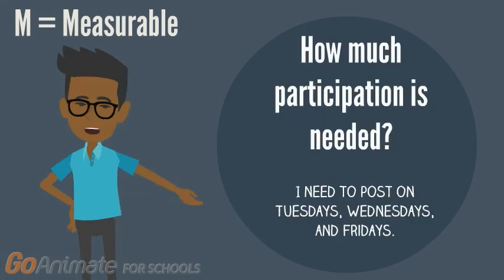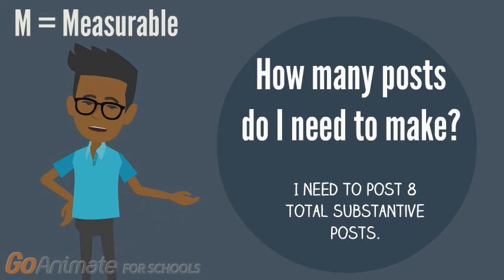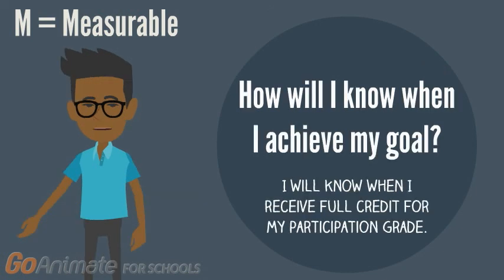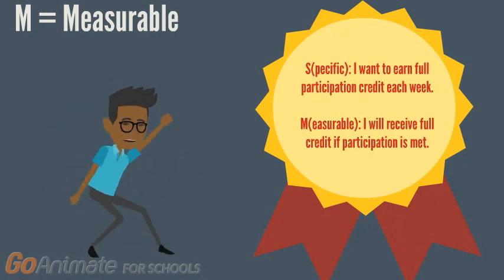For the first question, how much? Regarding my goal, I can ask myself, how much participation is needed? The answer is I need to post on Tuesdays, Wednesdays, and Fridays. For the next question, how many? I can ask myself, how many posts do I need to make? The answer is, I need to post 8 total substantive posts. For the final question, how will I know when I achieve my goal? My answer is, I will know when I receive full credit for my weekly participation grade. If my goal is quantifiable, I know my goal is meeting the measurable criterion of a SMART goal.